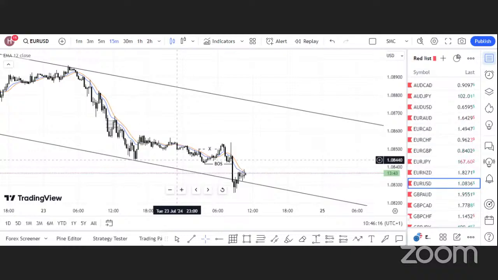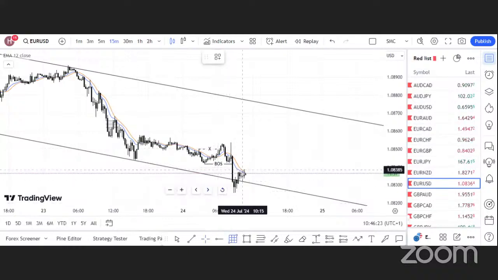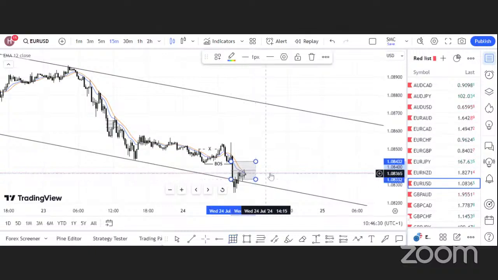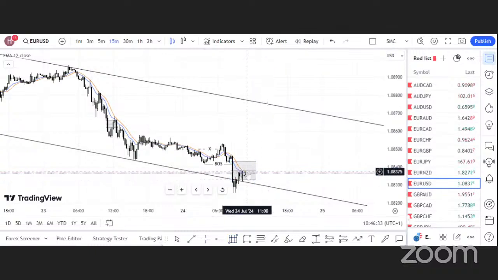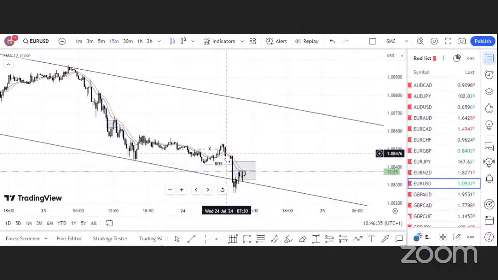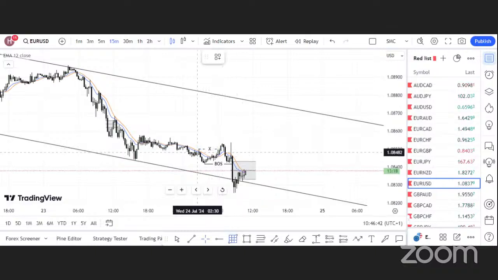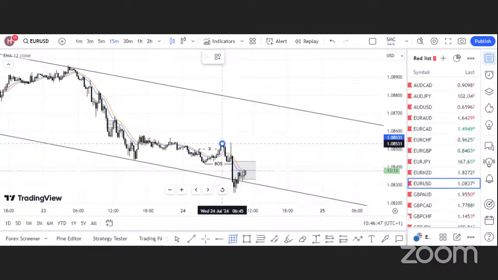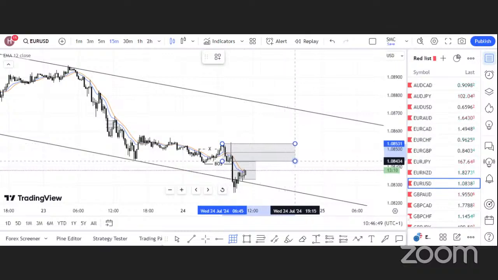So I think the same thing is going to happen here. We have a fair value gap. This market can either reject the fair value gap or go above, but I believe this is going to get rejected. It's currently on the 50% of the fair value gap. So we have a fair value gap, and then we have our resistance zone. This whole area is a resistance level.